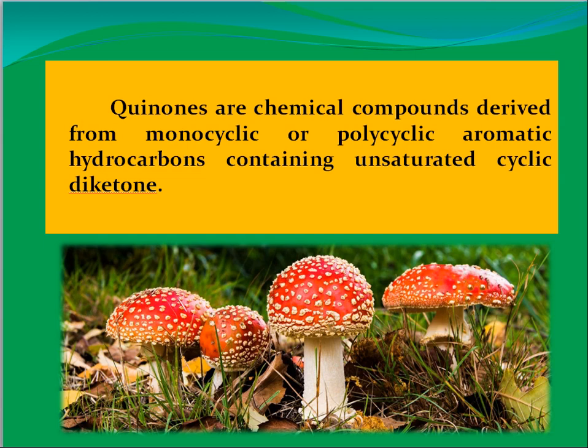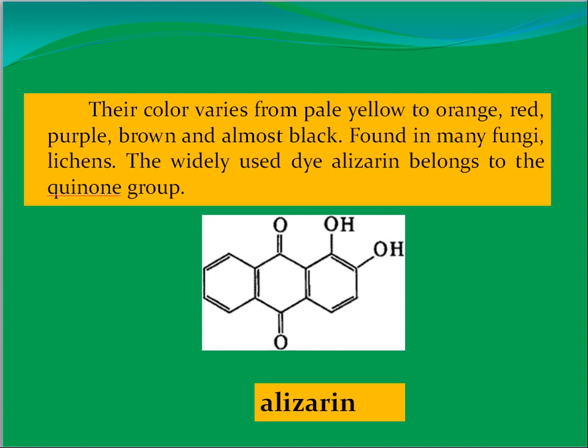Quinones are chemical compounds derived from monocyclic or polycyclic aromatic hydrocarbons containing unsaturated cyclic diketone. This is the chemical formula of alizarin. Their color varies from pale yellow to orange, red, purple, brown, and almost black. Found in many fungi, lichens, and the widely used dye alizarin belongs to the quinone group.